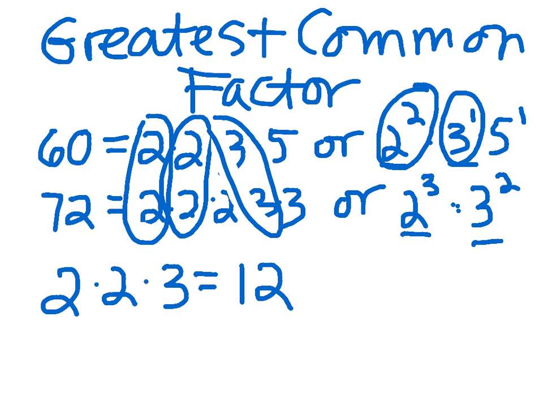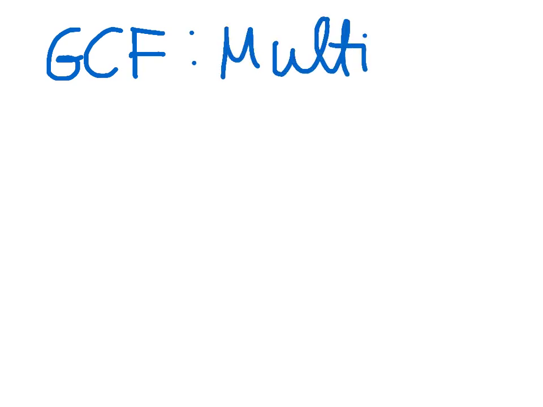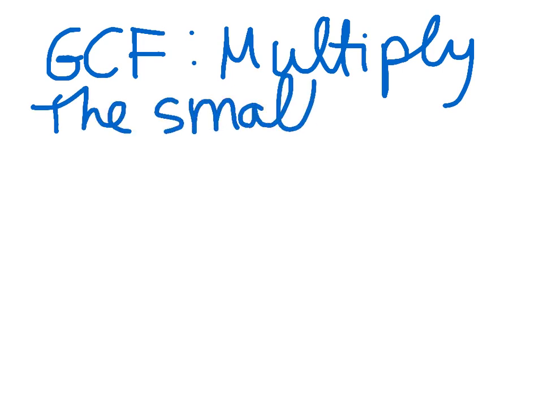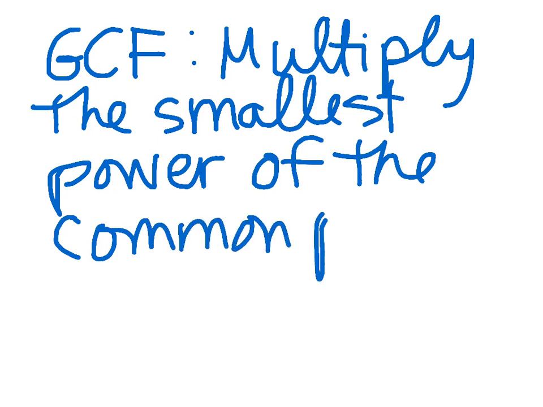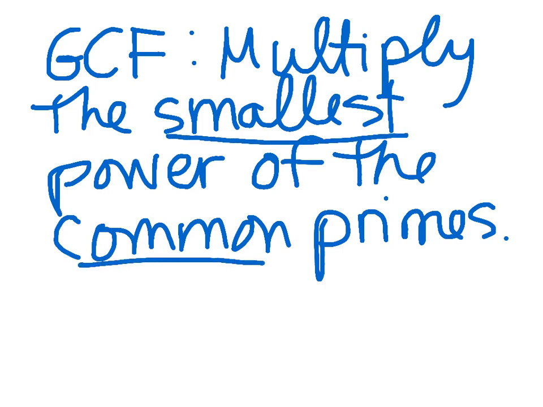So an easy way to think about this is to say that to find the GCF, you multiply the smallest power of the common primes. This is important to remember because it's the smallest power of the common primes. Not to be confused with the notion of the least common multiple.